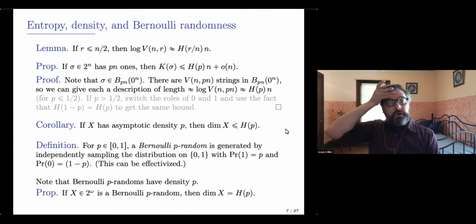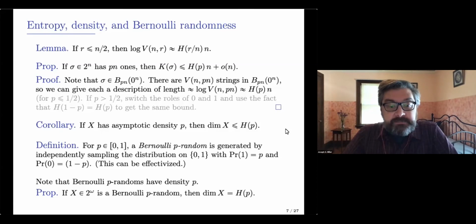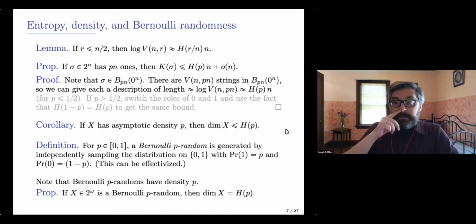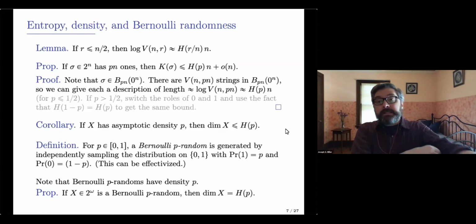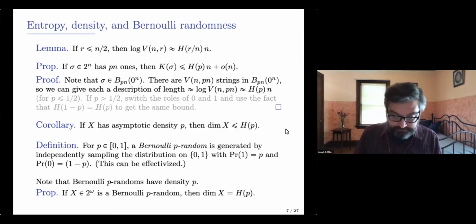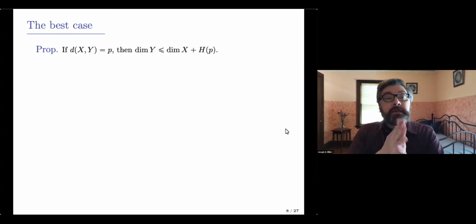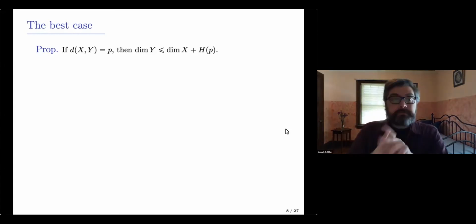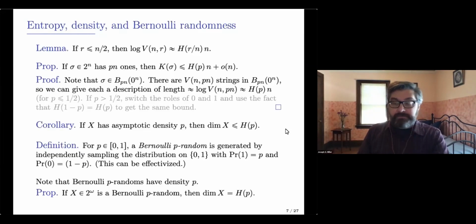And it's not too hard to show, and we already have one direction of it, that if x is a Bernoulli p random, then its dimension is h of p. We have the upper bound of the dimension already, and the lower bound is basically that there are enough strings of density roughly p that a randomly chosen one can't be compressed too much. So you go through that, and it's not too surprising. Okay, so that's Bernoulli p randoms, and we'll come back to them in a moment.